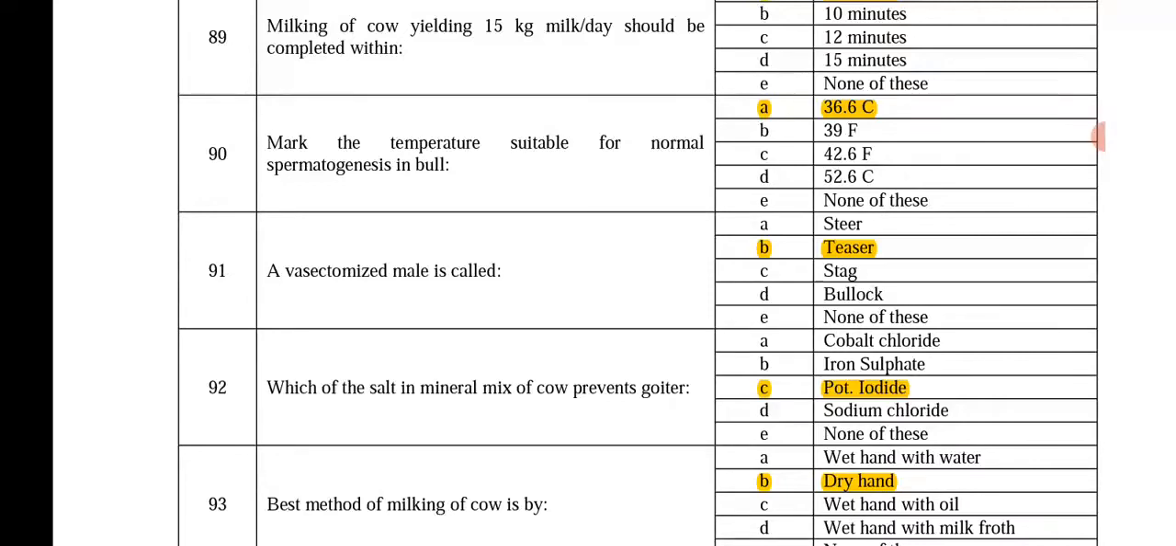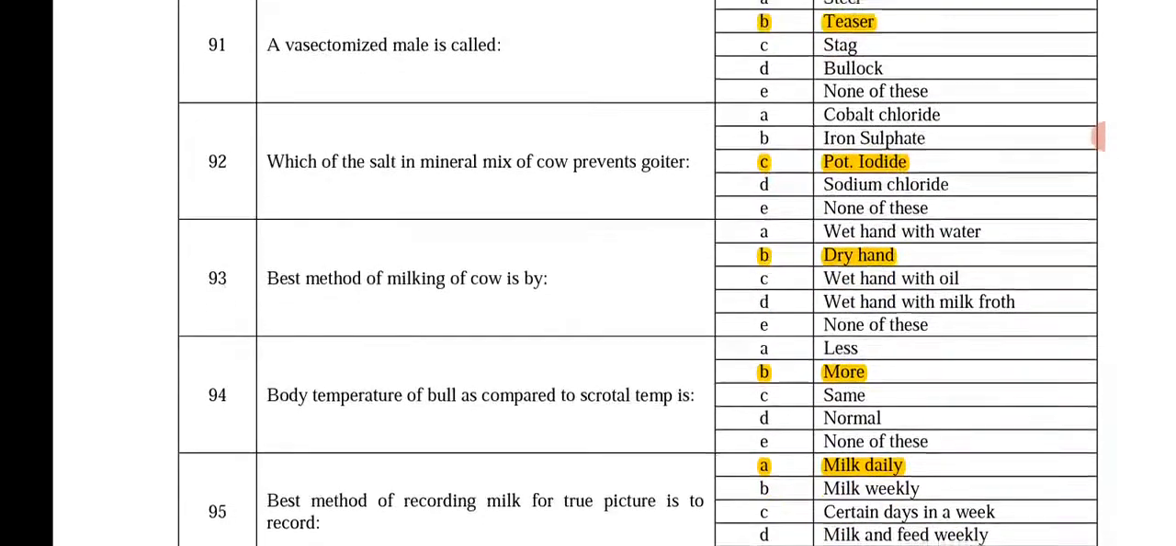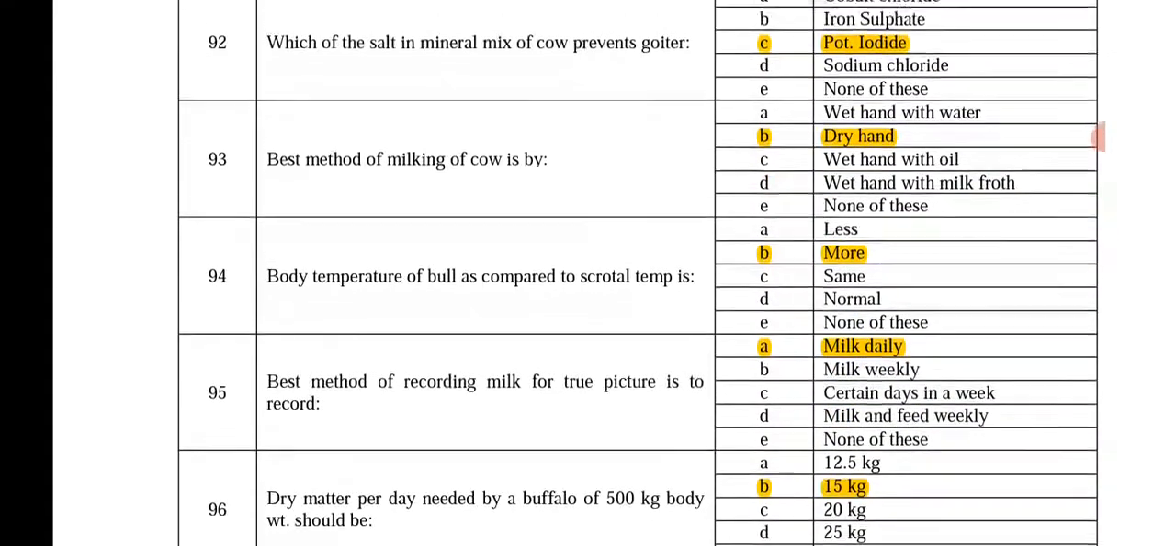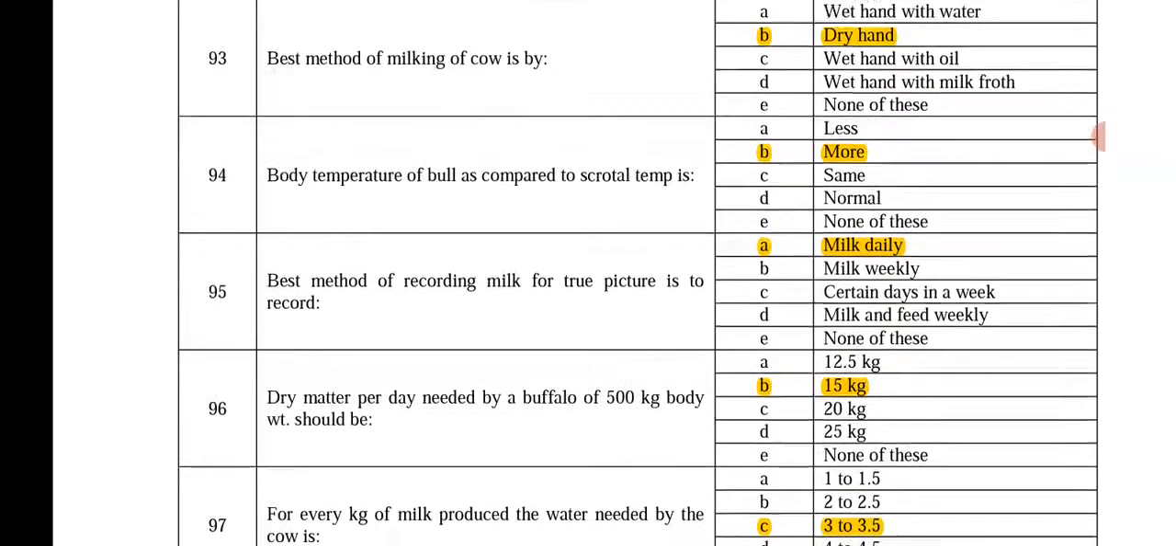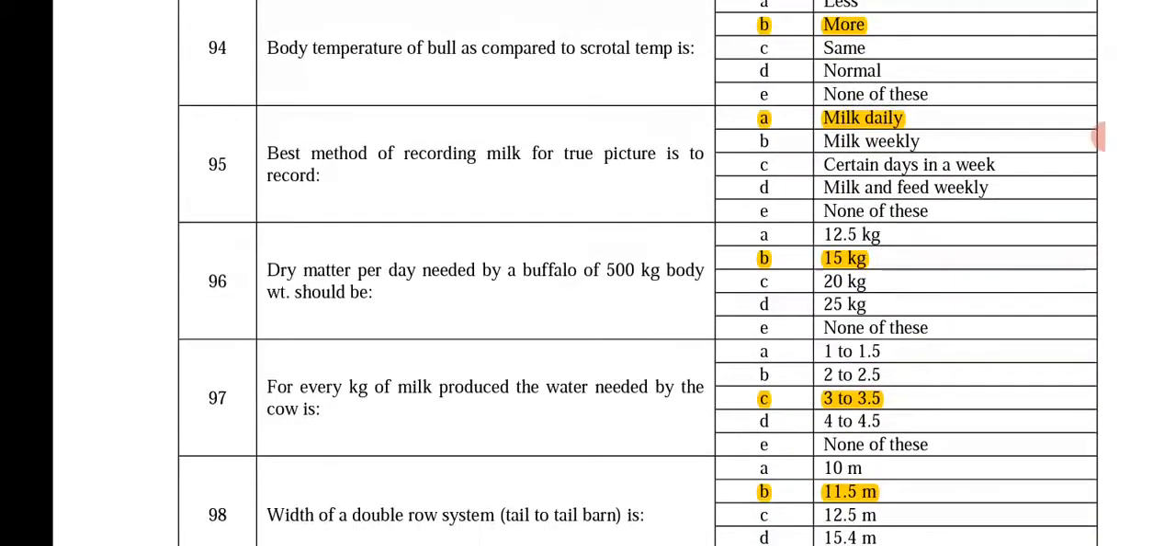Which of the salt in mineral mix of cow prevents goiter? Potassium iodide. Best method of milking of cow is by dry hand. Body temperature of bull as compared to scrotal temperature is more. Best method of recording milk for true picture is to record milk daily. Dry matter per day needed by a buffalo of 500 kg body weight should be 15 kg.